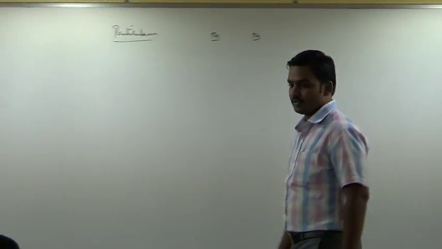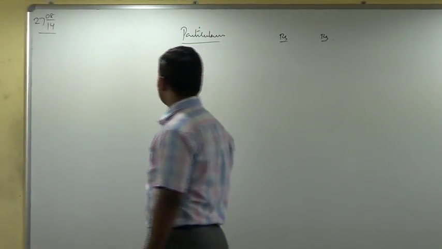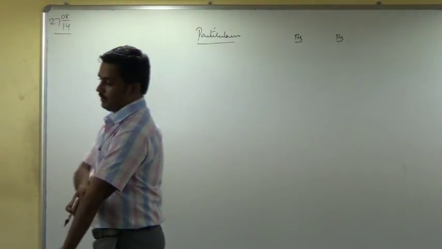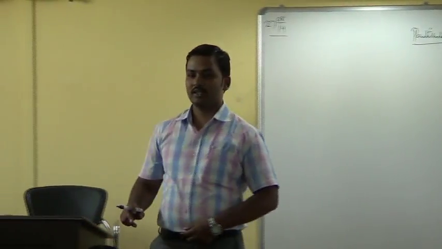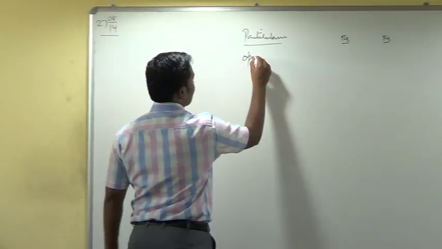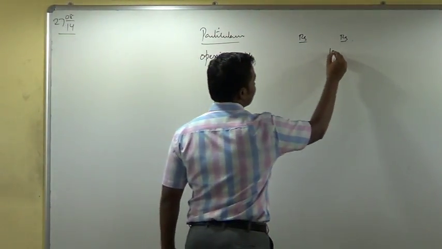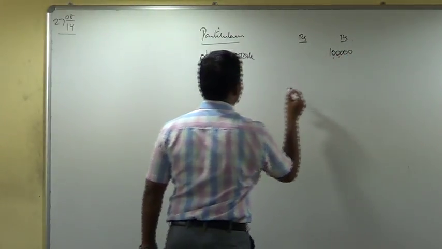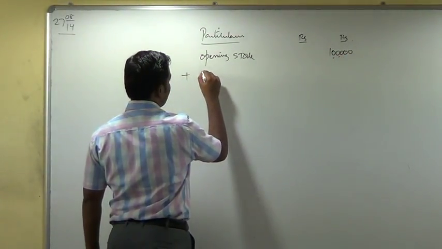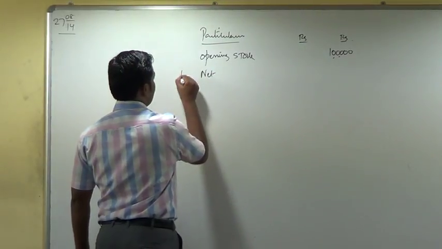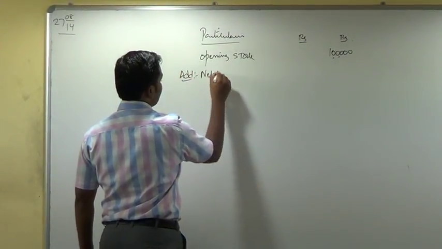Prepare a statement. Particulars, rupees, rupees. How do we calculate cost of goods sold? We should start with opening stock. How much is it? 1 lakh. Next, add net purchases.